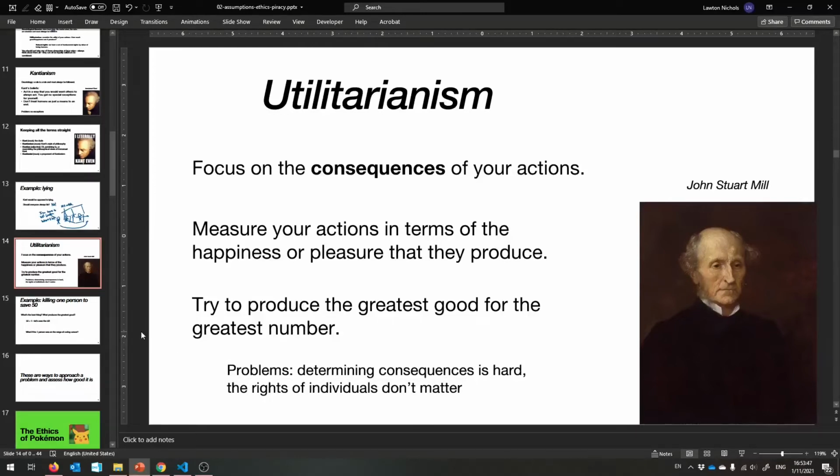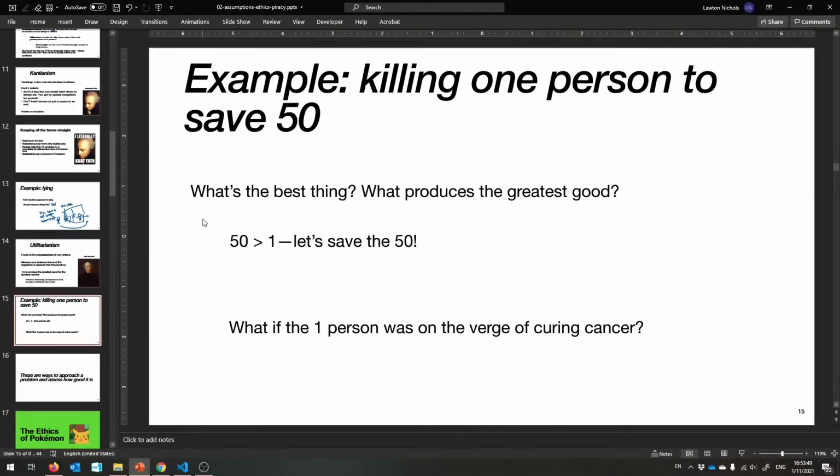Okay? So the standard argument for utilitarianism, or the standard example of it, is you're put in a situation where you have to kill one person to save like 50 of them. Okay? So don't use my example, or don't use my arguments too heavily on your first mini essay, but think about this. This is going to get you thinking. So from a utilitarian point of view, what's the best thing? What produces the greatest good?